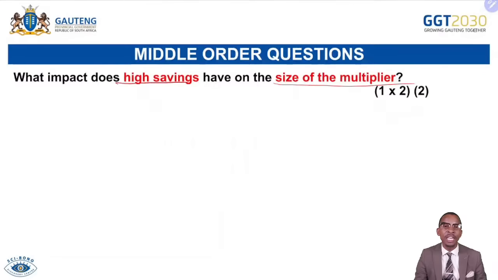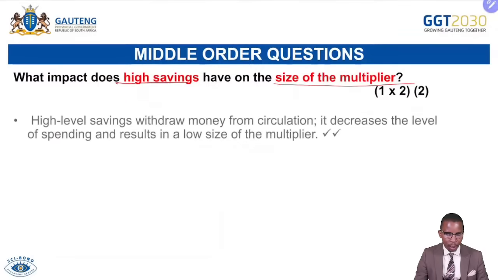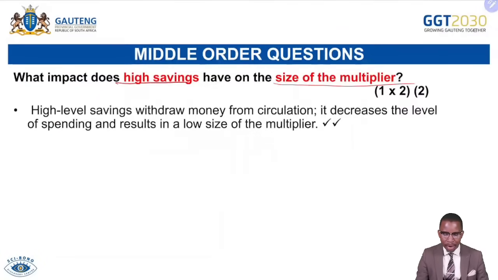Actually, all leakages have a bad effect on the multiplier. For instance, we talk about savings, we talk about taxation, we talk about imports or payment for imports. They have a bad impact on the multiplier. The marginal propensity to import can decrease the size of the multiplier. High savings also lower the size of the multiplier. Taxes also lower the size of the multiplier. So a high level of savings withdraws money from circulation. It decreases the level of spending and results in a low size of the multiplier.